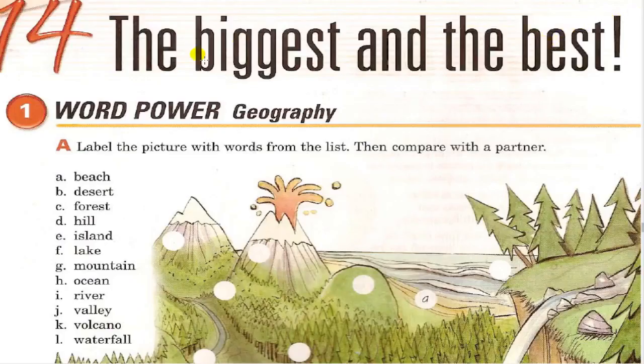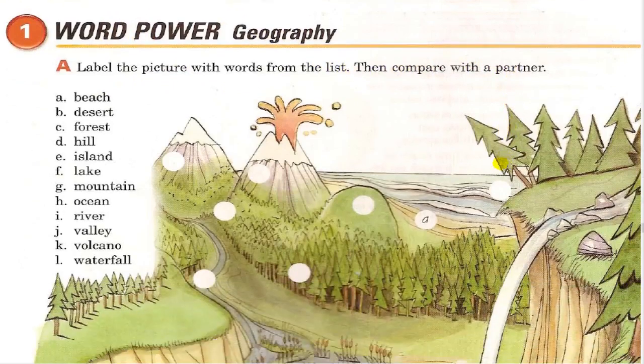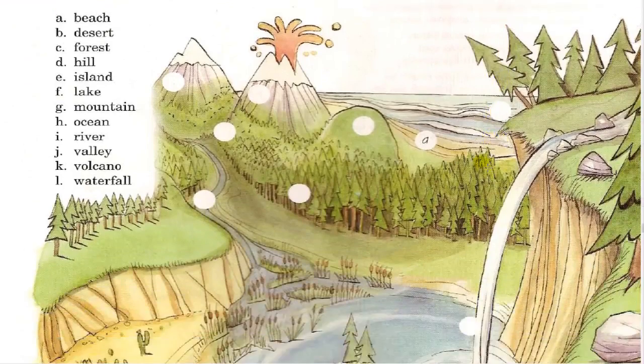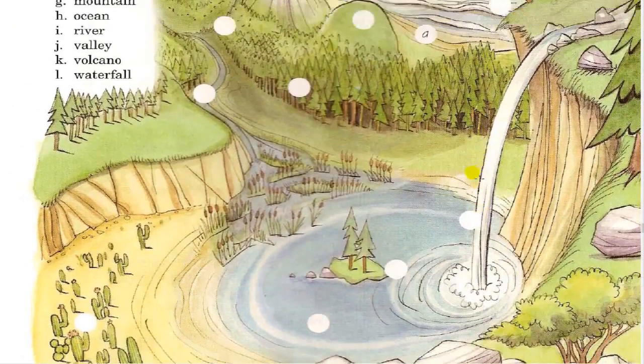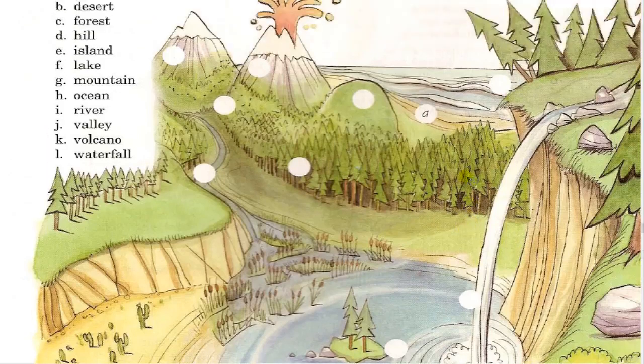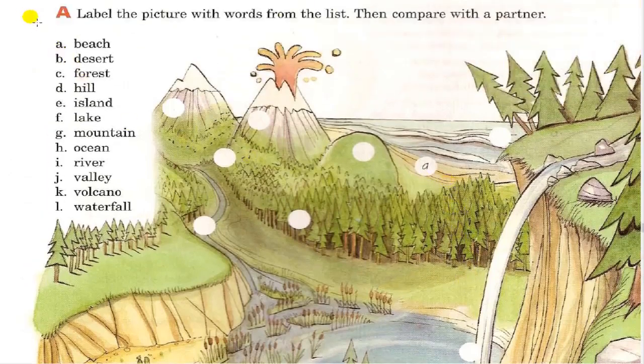Unit 14: The biggest and the best. In this unit we're going to learn different words about geography. 1. Word power, geography. Label the picture with words from the list, then compare with a partner. Here you have a picture and we try to label it. You write these words from A to L in the picture.